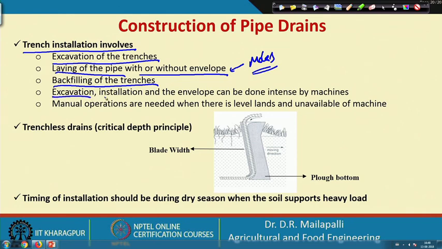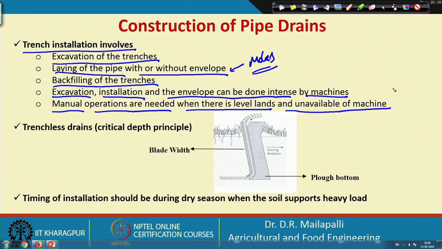Then, once it is opened and installed, comes the backfilling of the trenches. Excavation, installation and the envelope can be done intensively by machines, as we have seen in the previous pictures, and manual operations are needed when the land is level and machines are unavailable. If you do not have machines available and the land is flat, you can use hand tools to make trenches and install the drain pipe.